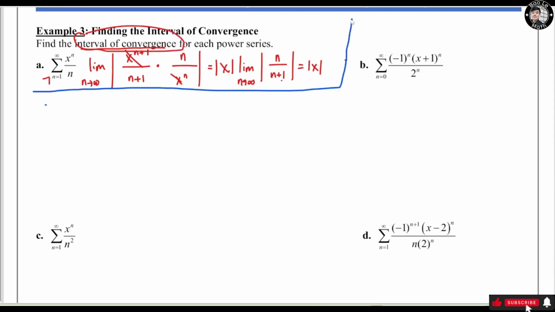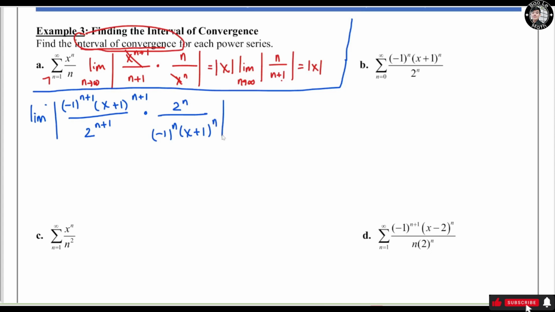Now let's move on to question B. We're gonna do the same thing. We're gonna set up the limit of the absolute value of -1 raised to the n plus 1 times s plus 1 raised to the n plus 1 over 2 raised to the n plus 1, divided by this one's reciprocal, so 2 raised to the n over -1 raised to the n times s plus 1 raised to the n, when n approaches infinity.